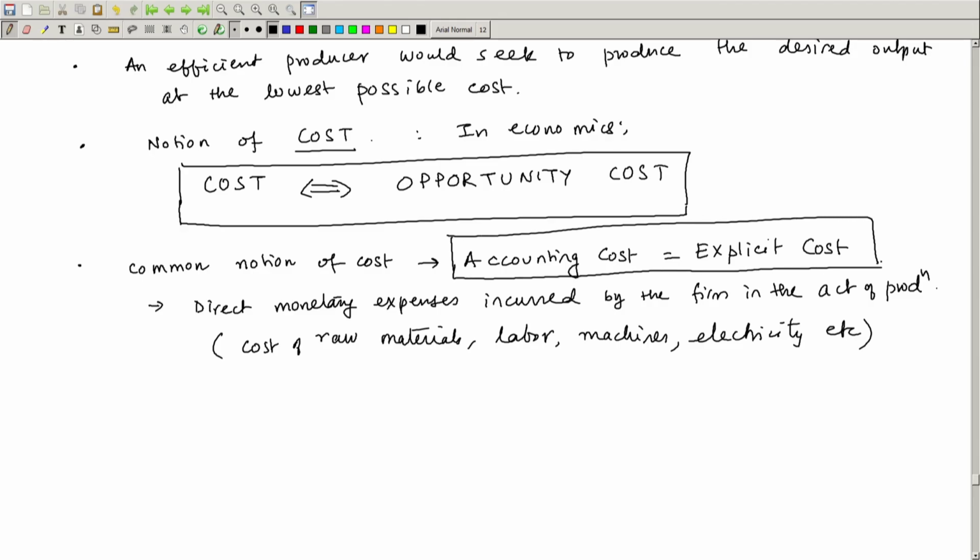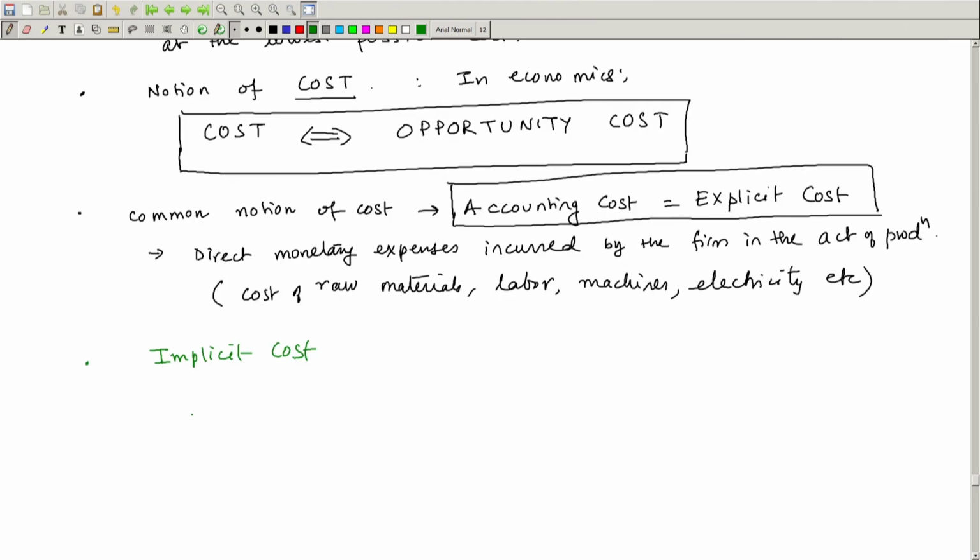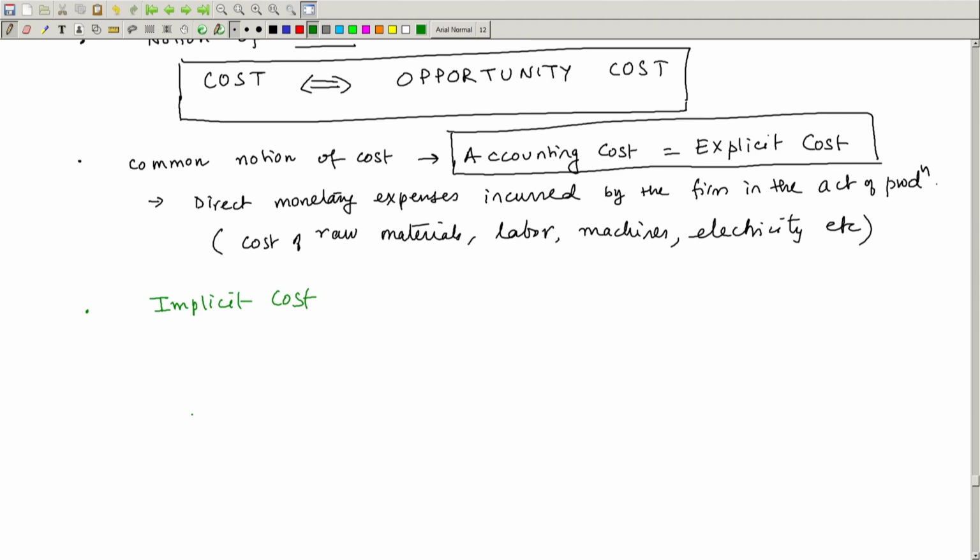Loosely put, if you have a balance sheet and you look at your expenditure column, all of those expenditure columns are going to have some monetary value. So you could think of accounting costs as all those explicit costs for which you have assigned a direct monetary value. In addition to this accounting cost, there is also something which is called implicit cost, right. As the name suggests, these are costs for which a direct monetary value is harder to assign, right.